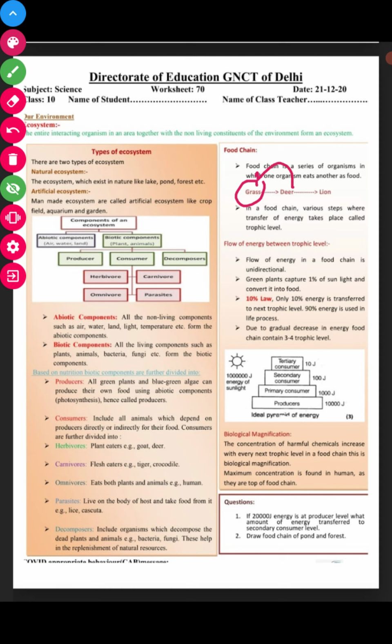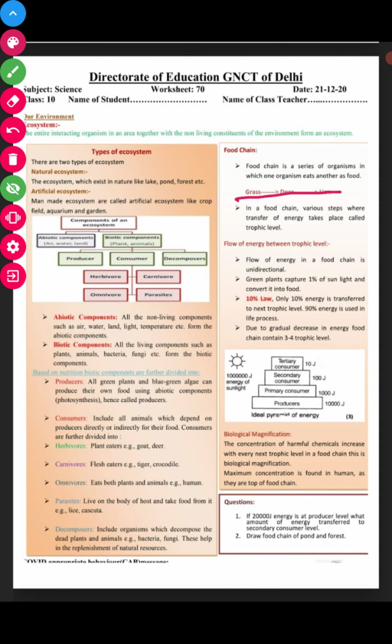This grass is eaten by the deer, and this deer is eaten by the lion. This means the deer depends upon the grass, and the lion depends upon the deer for its food requirement. So this is called a food chain.